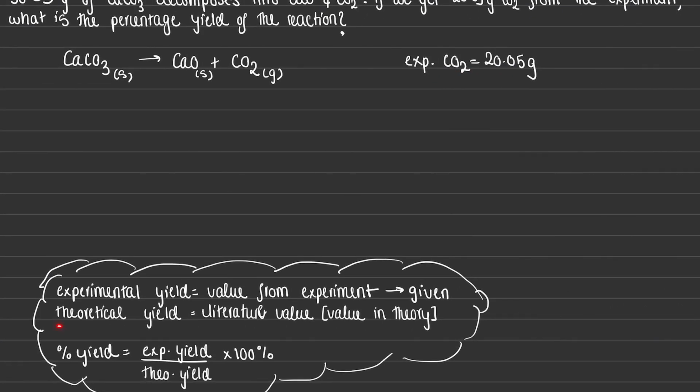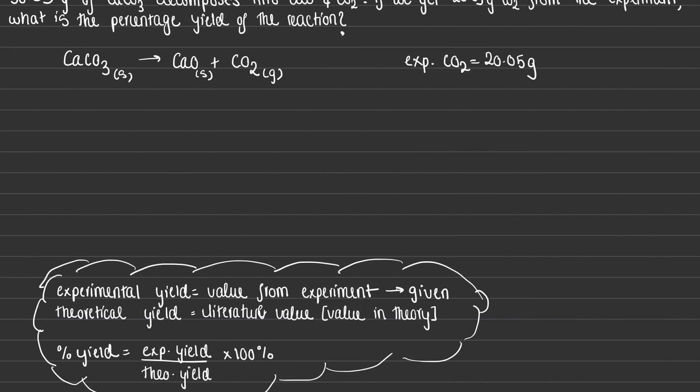Then we have theoretical yield, where theoretical yield is a literature value or the value that is in theory. So theoretical yield, for example, would be the value that we would get from doing mathematical processes on the equation that we've been given. The reason why they're not the same is because an experiment or a reaction can never be perfect. So if we do an experiment, there's going to be many mistakes that prevent us from getting the perfect value, the value that we would get from doing mathematical processes.